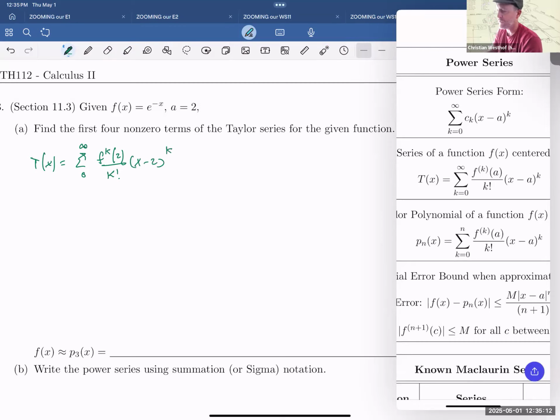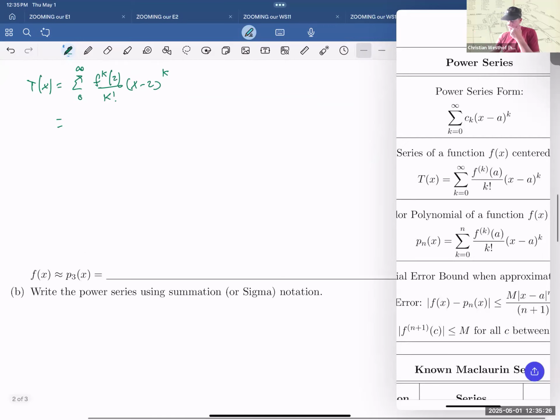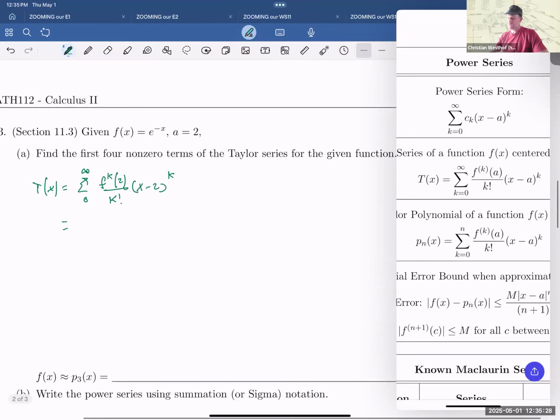And if we want the first four terms, this is really asking us for a Taylor polynomial because it's just wanting four terms, not an expression for the entire series. But then it does say write the power series using summation notation. So let's go ahead and find the series, and then use it to generate the first four terms.